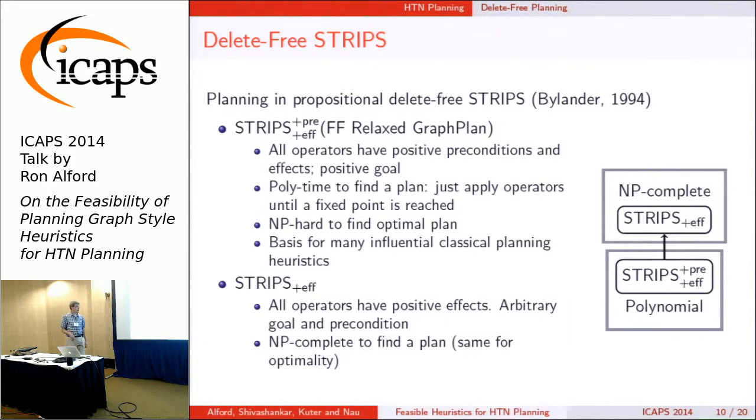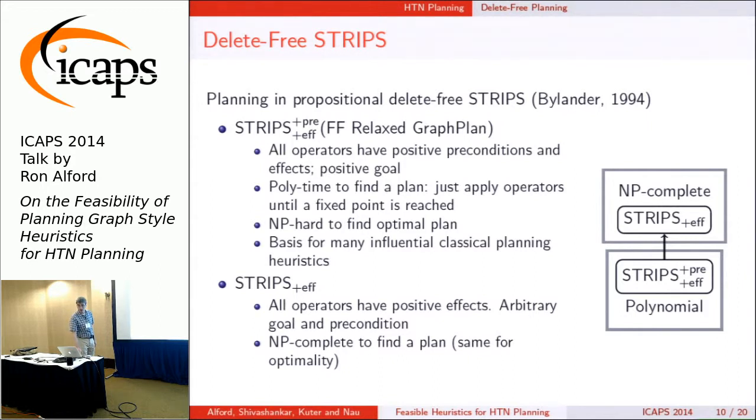It's polynomial time to find a plan. You just apply operators until you reach a fixed point state and test to see if your goal holds. But it's NP-hard to find an optimal plan. And this is the basis for many influential classical planning heuristics. There's another class of problems which isn't used very often, which is STRIPS with just positive effects. So here, our operators have positive effects, arbitrary preconditions, arbitrary goal, and it's NP-complete to find a plan, and the same for optimality.